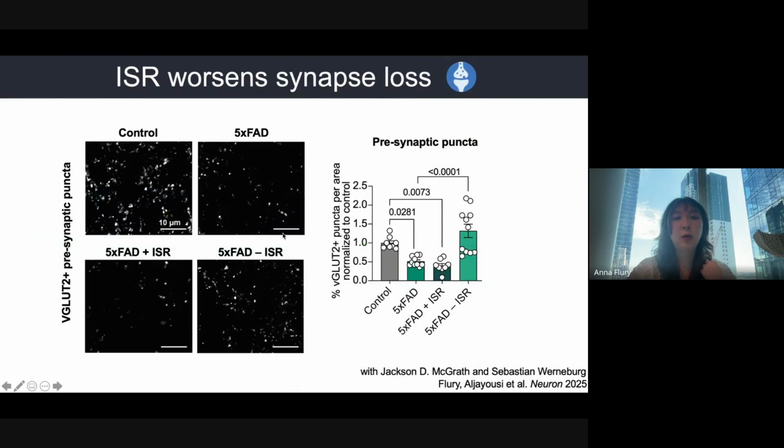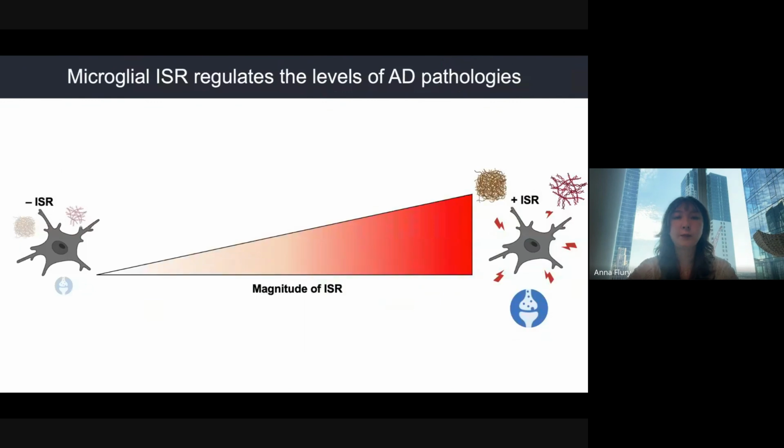And then finally, we also looked at synapse loss. Here we saw a stronger loss if we increased microglial ISR, and then we could rescue this back to control levels when we inhibited microglial ISR. So all of this seemed to indicate that microglial ISR is detrimental to Alzheimer's disease pathologies, and that this ISR-activated microglia subset is potentially that neurodegenerative subset that we are looking for.